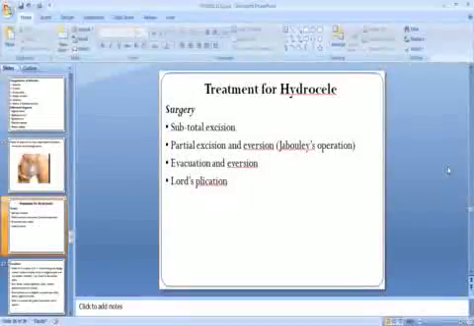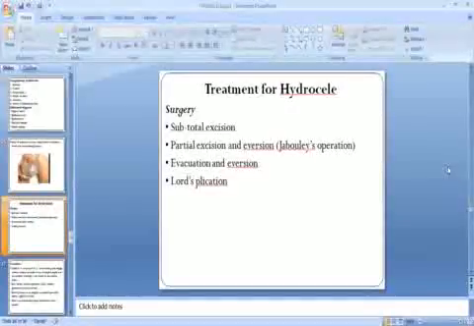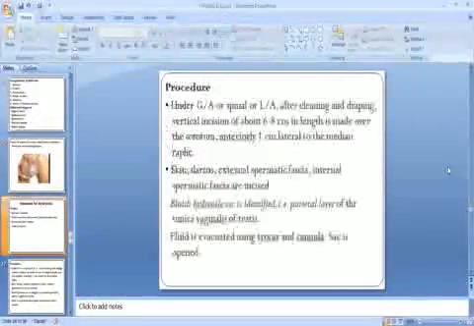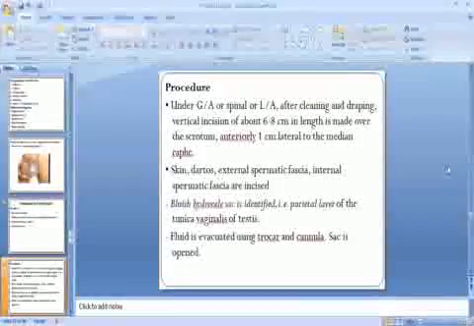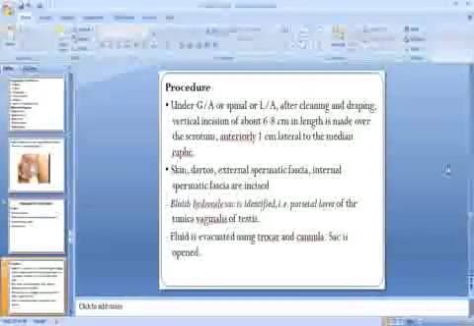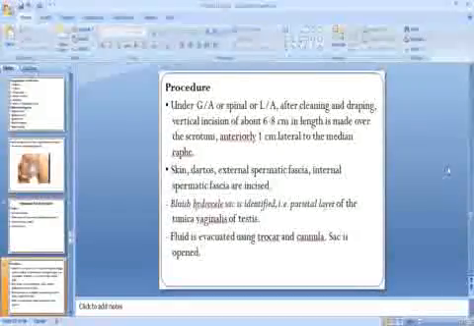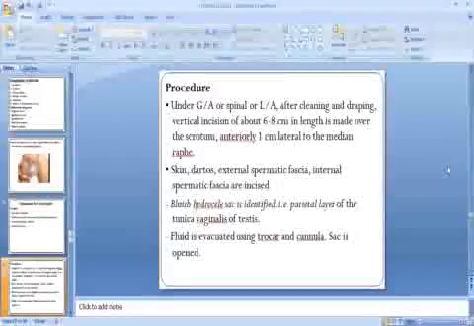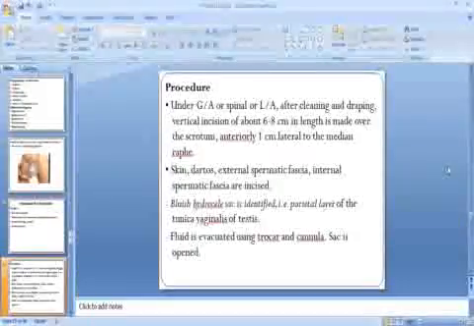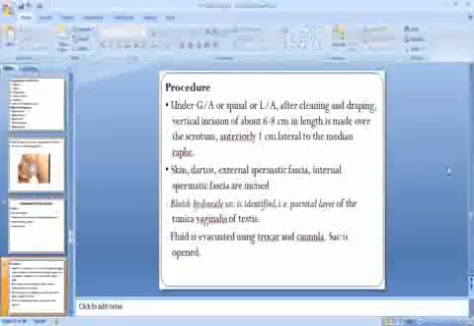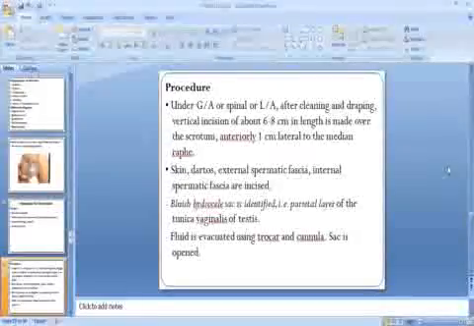Treatment of hydrocele is surgery: subtotal excision, partial excision, eversion. This is called Jaboulay operation, evacuation and eversion, Lord's plication. The procedure is done under GA or spinal or LA after cleaning and draping. A vertical incision of about 6 to 7 centimeters in length is made over the scrotum and nearly 1 centimeter lateral to the median raphe. Layers: skin, dartos, external spermatic fascia, internal spermatic fascia.